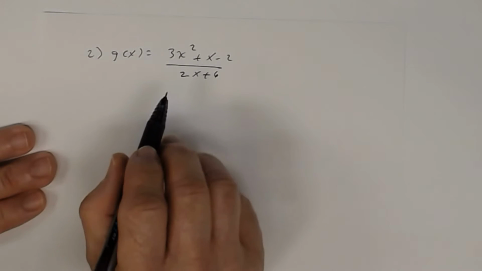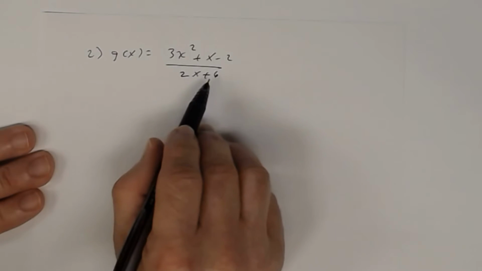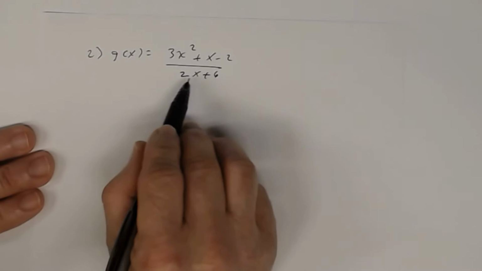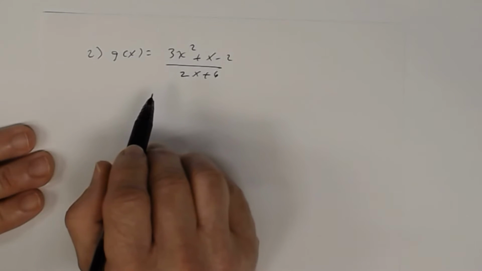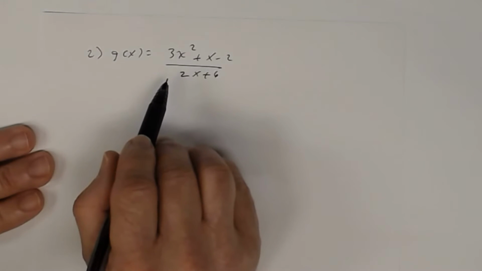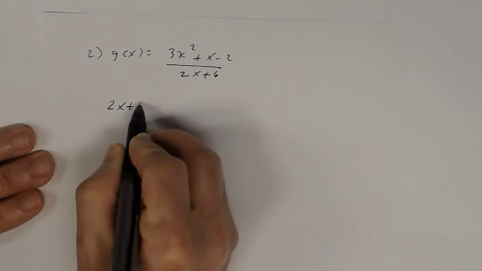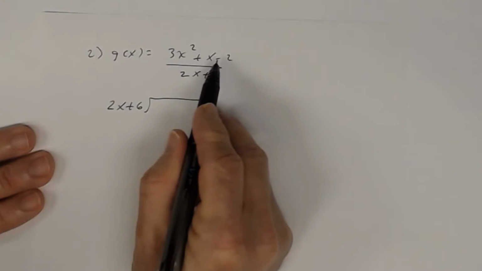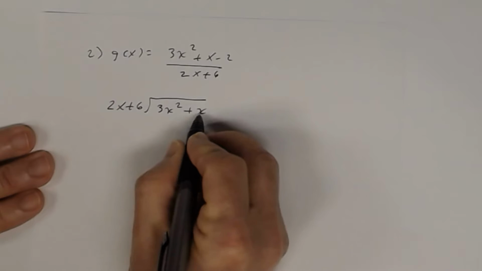Now we have to find it. To find this oblique asymptote, we're going to use long division. We cannot use synthetic division. So remember, even though the divisor is linear, the coefficient is not 1. So I cannot use synthetic division. So my only choice is to find the slant asymptote by using long division. All right, so here we go. 2x plus 6 divided into, this is already in descending order. There are no missing terms, so I get 3x squared plus x minus 2.